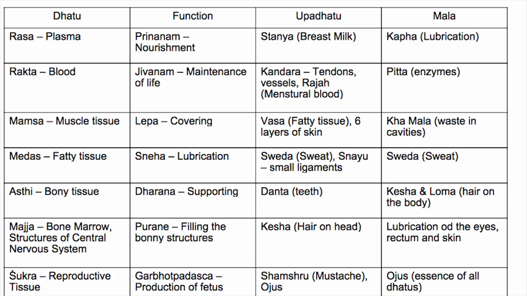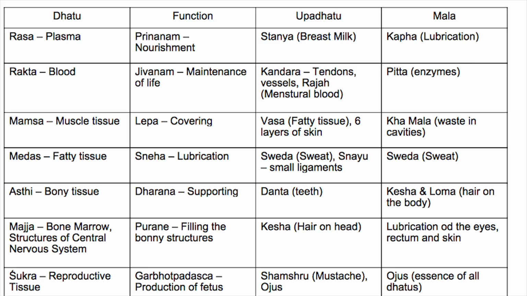Okay? So the function of that is purana, which means filling of the bony structures. And the byproduct that is produced in this nourishment process is kesha. So here it's the hair on the head. So the majja is responsible for the hair on the head. And the waste product produced is lubrication of the eyes, the rectum, and the skin.